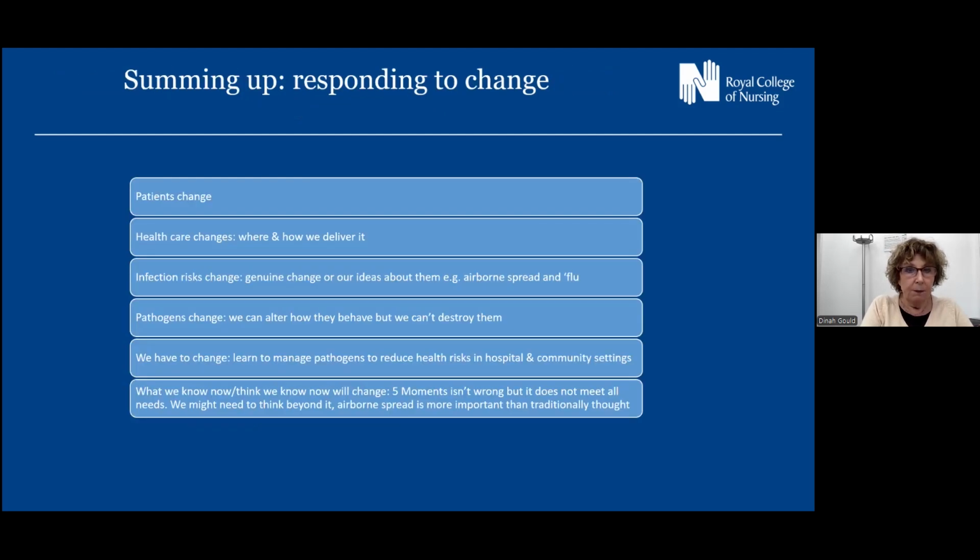So let's sum up. It's difficult for us to respond to change because we've got to respond to it. Patients change, healthcare changes, and how we deliver care and where we deliver it changes. It certainly has over my long professional lifetime, and it will change over yours. Infection risks change as well. There are genuine changes, or there are ideas that change about them. Before the pandemic, people thought that flu was spread by the airborne route. Now we think that flu is spread by all sorts of different routes as well.